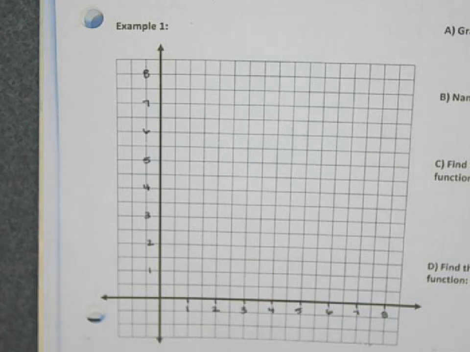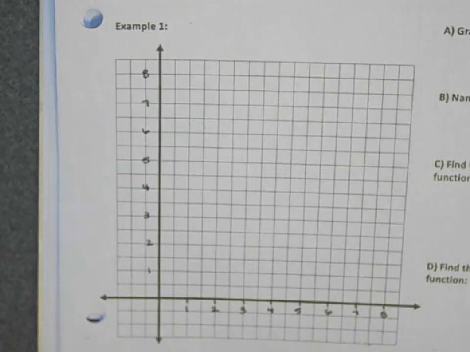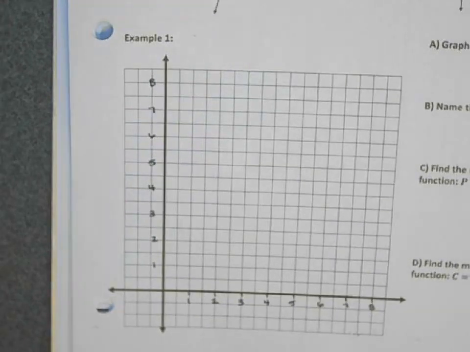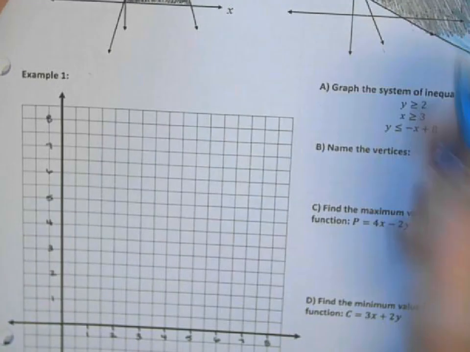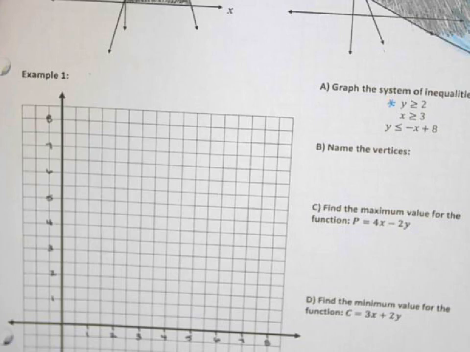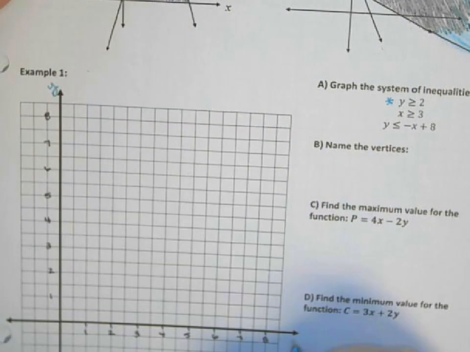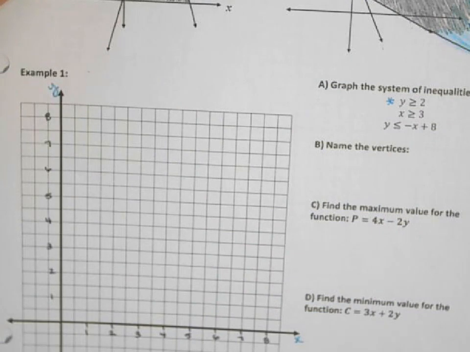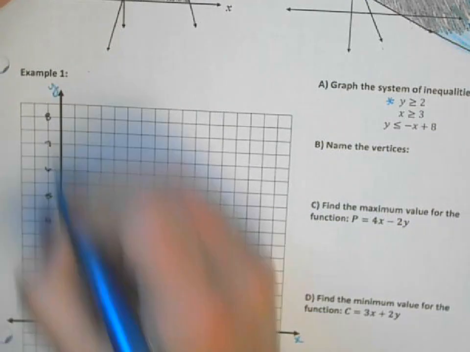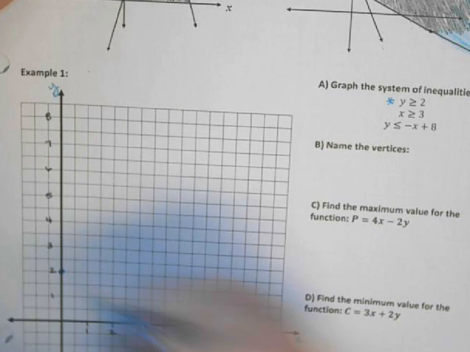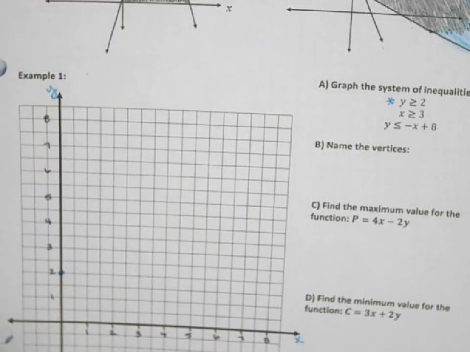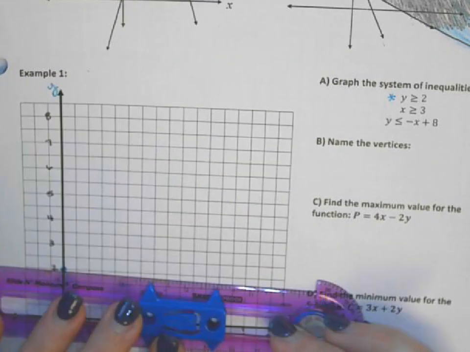And then what we're going to do is we are going to graph the system. So the first thing that we are going to graph is y is greater than or equal to 2. How do I graph y equals 2? What does that line look like? It's a horizontal line. So you go to your y-axis, you find 2, put a point, and now we're just going to draw a horizontal line through that because the slope is 0.